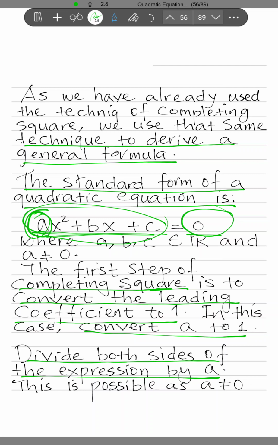Again, remember, the second step is to find half of the middle term, square it, and add it somewhere here. At the same time, subtract it. Then we do the completing square in this part. This is discussed in detail in part 2 of this topic, quadratic equations.